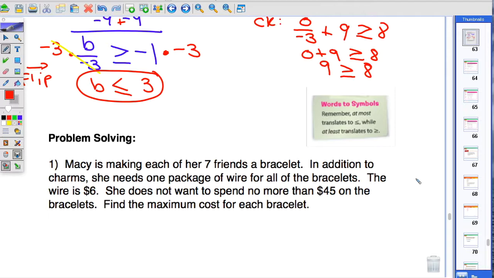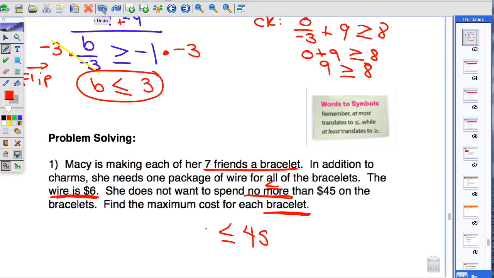So Macy is making bracelets for 7 friends. She also needs to buy a package of wire that is $6. She does not want to spend more than $45, and no more than translates to less than or equal. That means she doesn't want to go over $45. The most she wants to spend is $45 or less, so that would be less than or equal to $45.